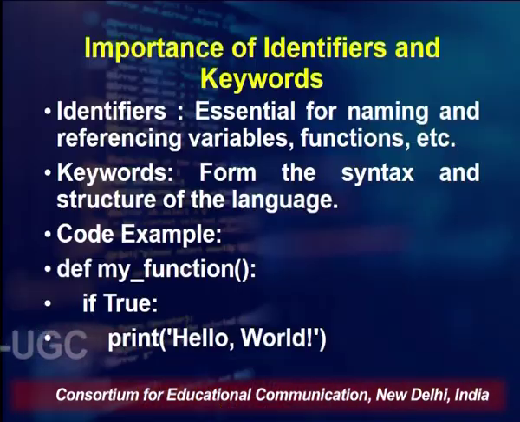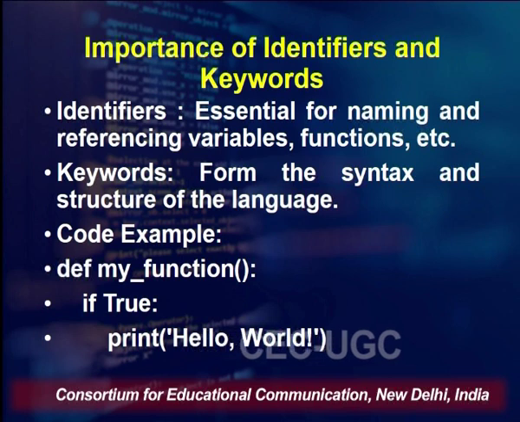So, these are some keywords which you cannot use as identifiers. Why? Because there will be a clash between the reserved word and the identifier. Now, both keywords and identifiers are equally important for a program, right. Identifiers are essential for naming and referencing of variables and functions, whereas keywords form the syntax and structure of the language. So, both have their own significance.